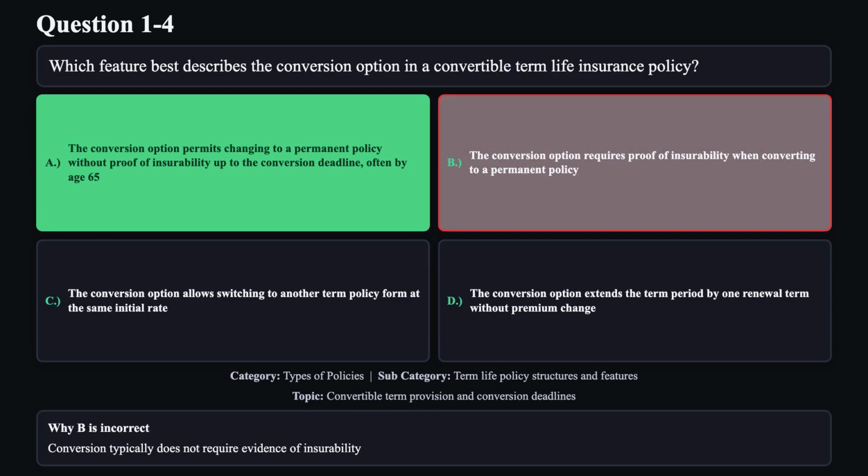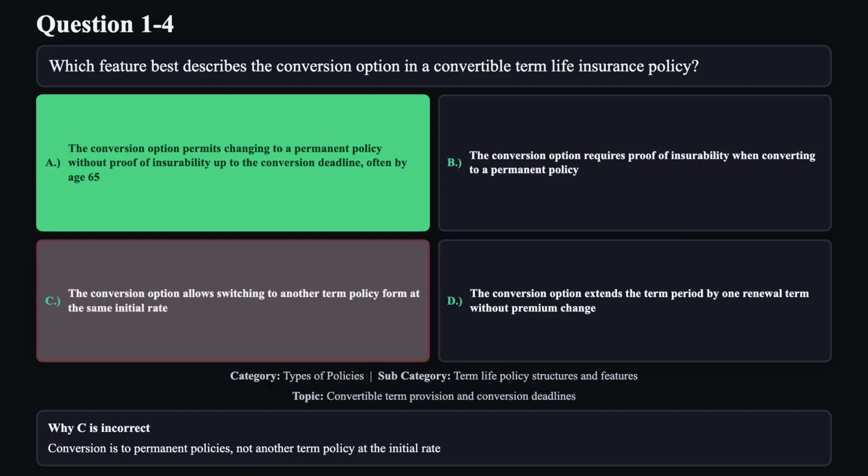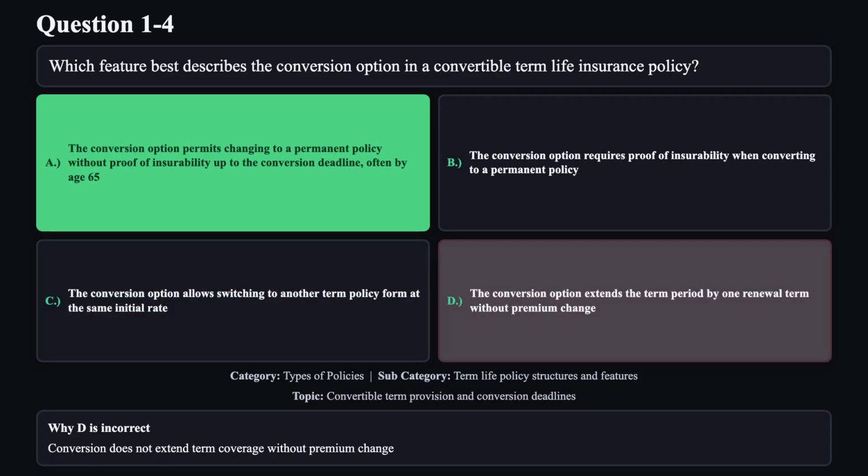Reason B is not correct. Conversion typically does not require evidence of insurability. Reason C is not correct. Conversion is to permanent policies, not another term policy at the initial rate. Reason D is not correct. Conversion does not extend term coverage without premium change.